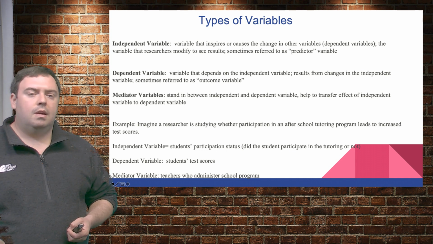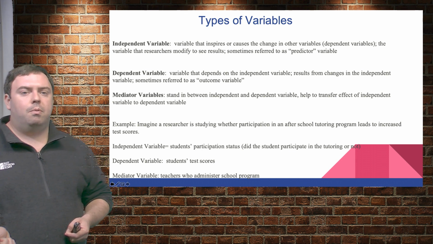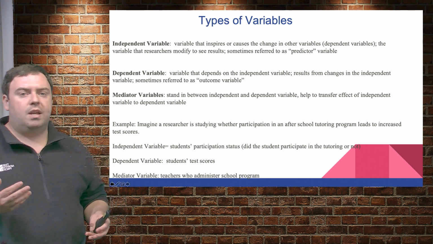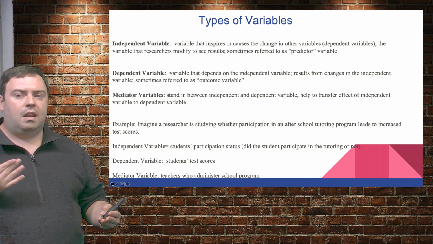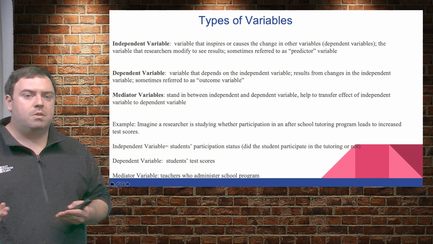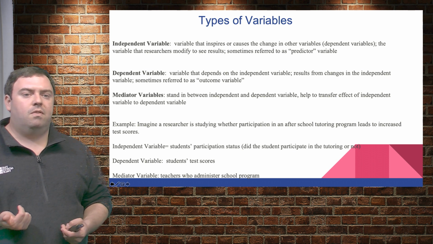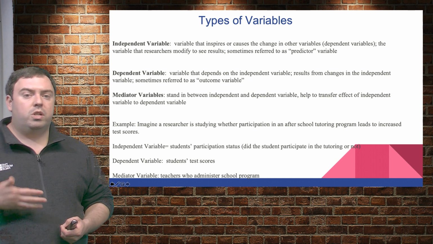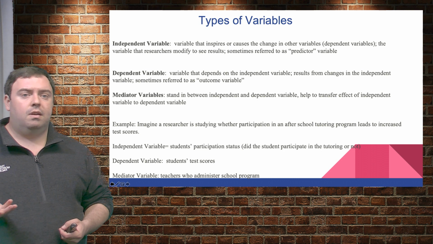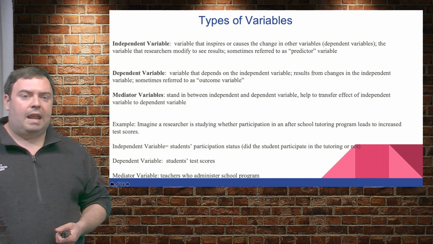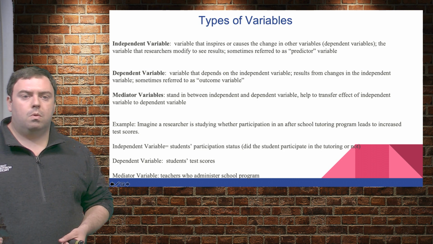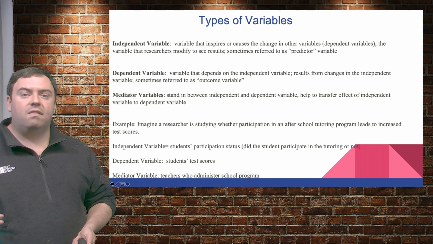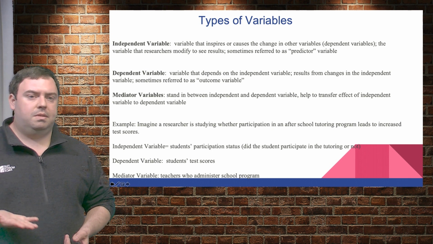And then the mediator variable, which helps transmit or helps the relationship occur between the independent variable and the dependent variable, could be which teacher students receive in that after-school program, or the setting of the after-school program, what school it was set in.